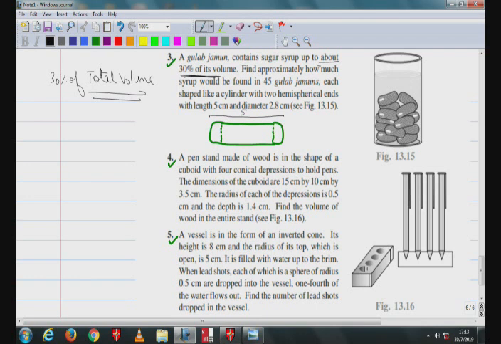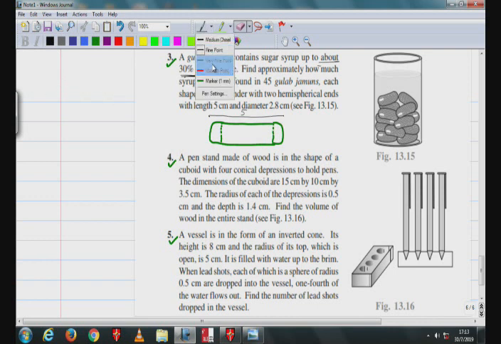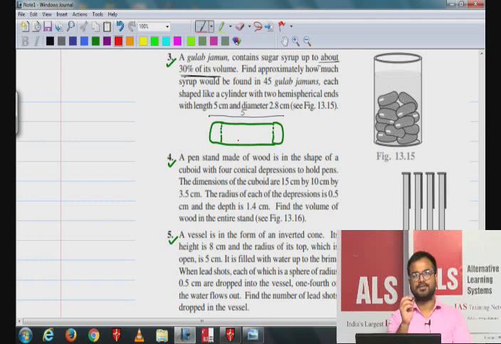Should I solve it? Okay, now focus. This is the shape of the gulab jamun. So it is the shape of a cylinder plus two hemispheres on the ends. And these two hemispheres will make up one complete sphere, right? So first of all, we have to figure out the total volume.